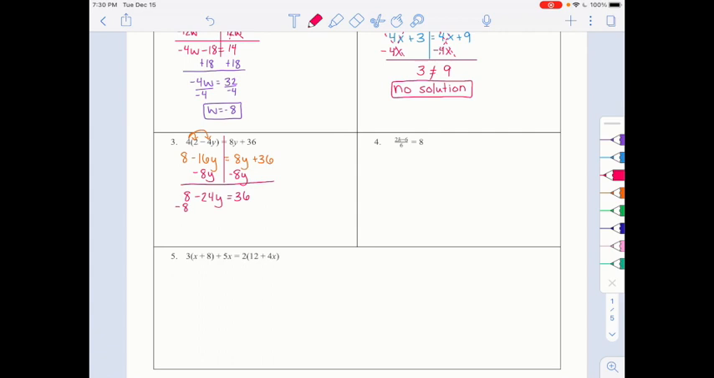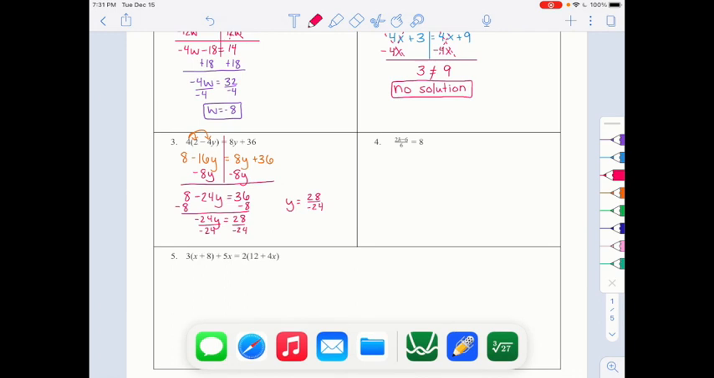Then minus 8 from each side. This becomes 28. Divide both sides by negative 24. You get y equals 28 over negative 24. I like fraction form, but I like simplified fraction form.